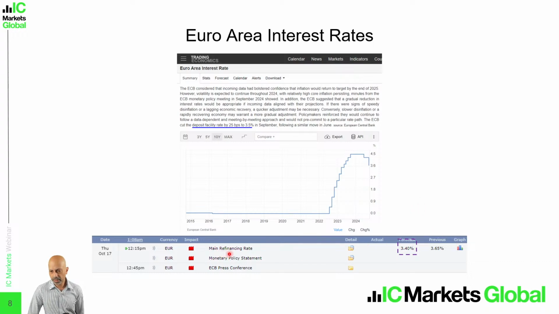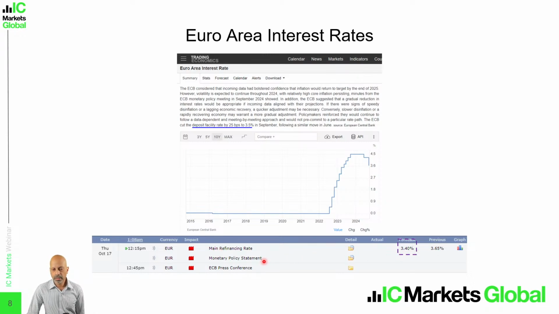The main refinancing rate currently sits at 3.65%. The deposit facility rate sits at 3.5%. Right. So remember, the ECB has three main rates, and for the main refinancing rate, as well as the others, they're expected to cut by another 25 basis points. So we can expect the main refinancing rate to drop to 3.4%.